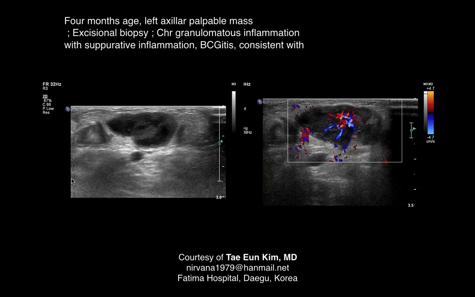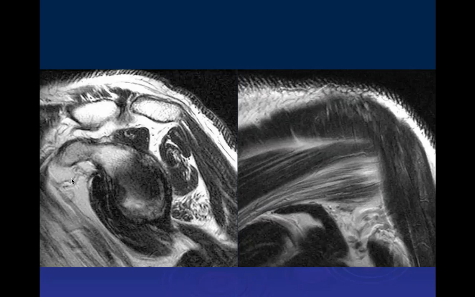Jonah? Certainly. So here's an ultrasound image of a left axillary mass. Apparently it went for excisional biopsy and was consistent with BCG-itis again. So another one. Okay, so let's go on to something a little bit more practical here for us.